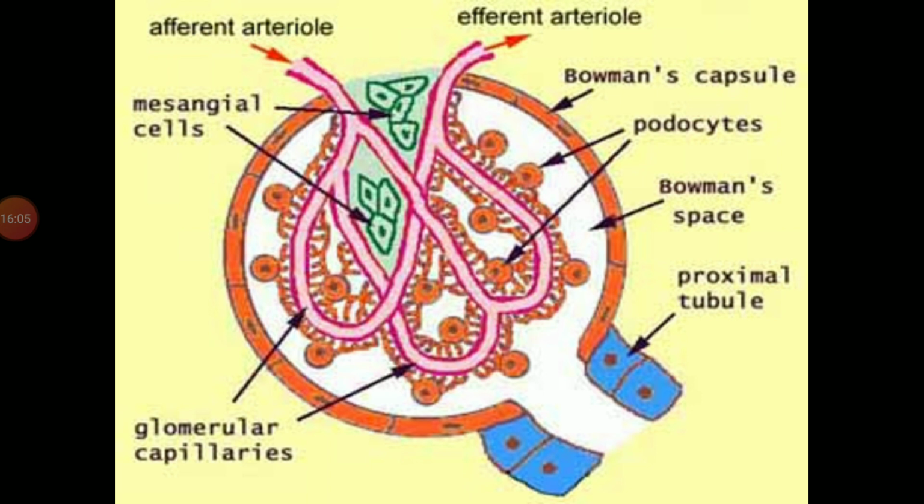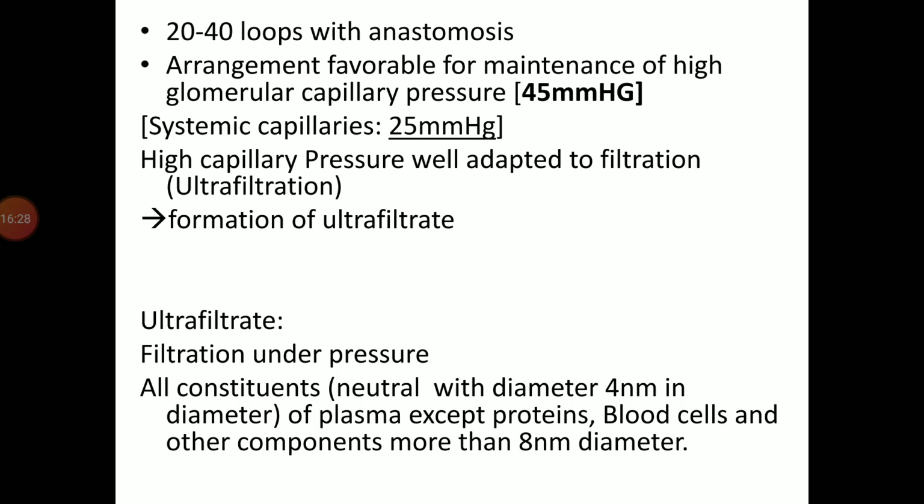So this hydrostatic pressure in the nephron, in these capillaries, is 45 millimeters of mercury, and the filtration which is occurring under this high pressure, you call it ultrafiltration, by which the ultrafiltrate is being produced, okay? And this ultrafiltrate from the Bowman's space would now go into the lumen of the tubular part of the nephron.